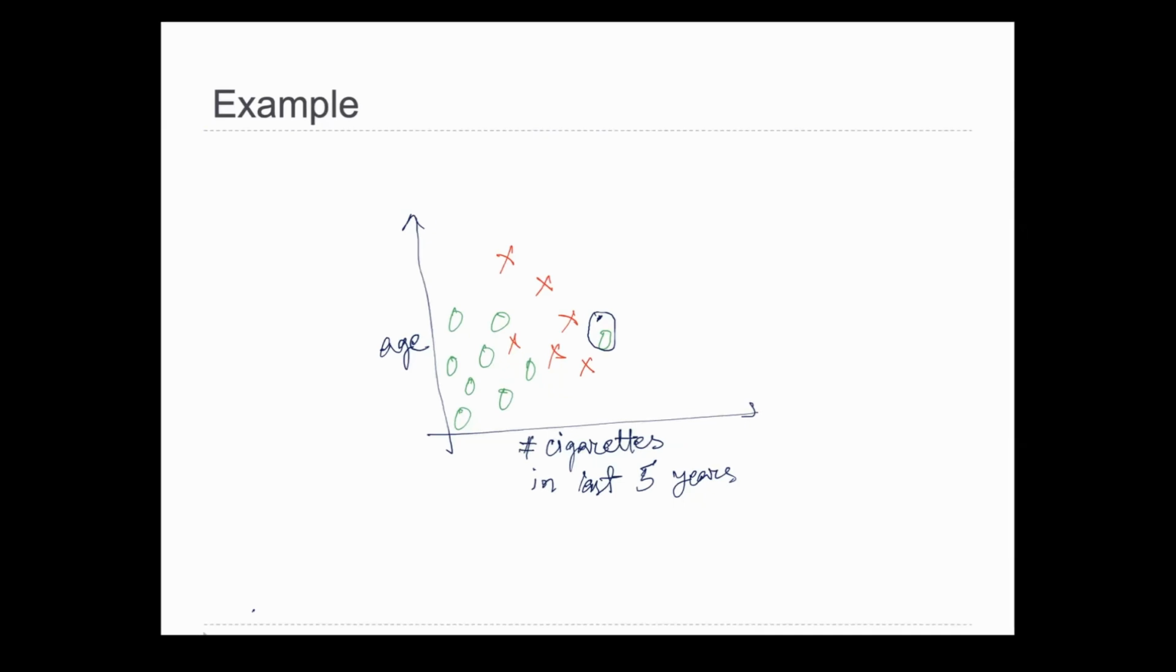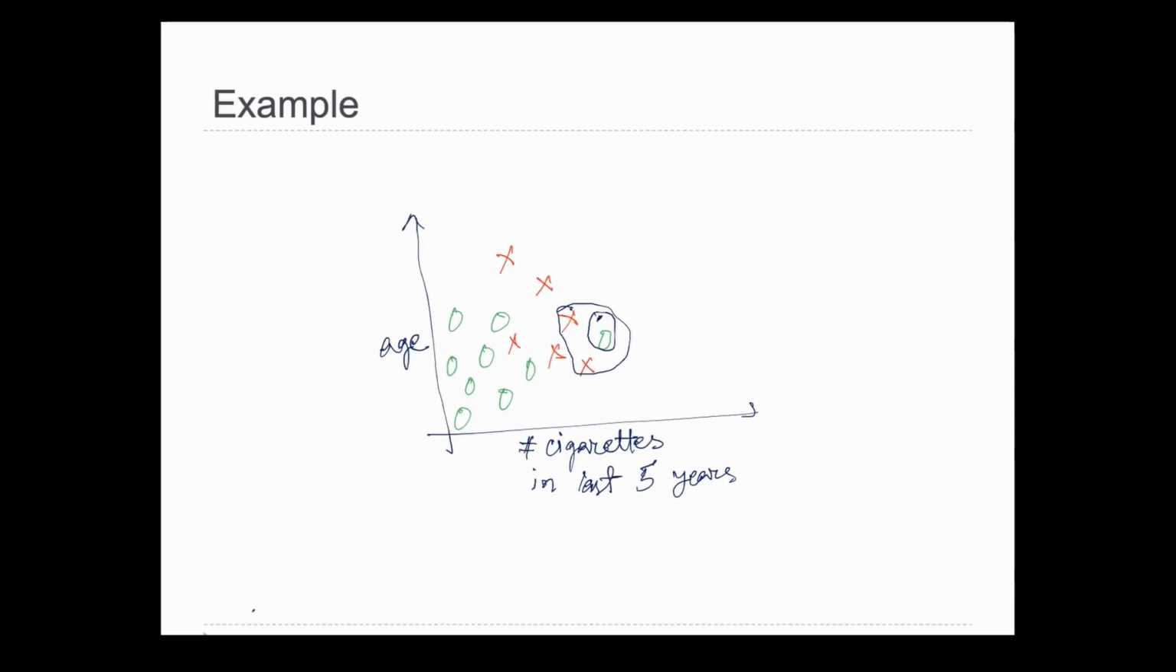How do you solve it? If you take K equals 3, suppose, in that case, these two will also be considered, and the majority will be red. So the classification will also be red, which makes more sense because this new data point is in the neighborhood of people with lung cancer.